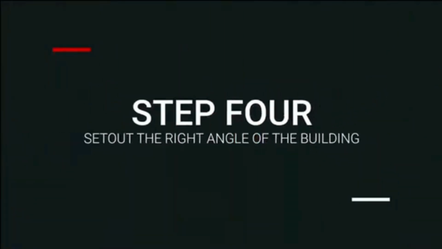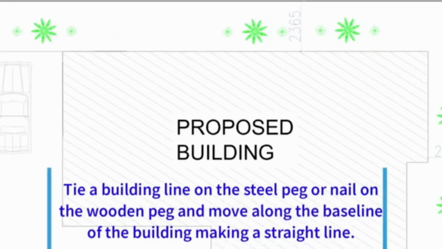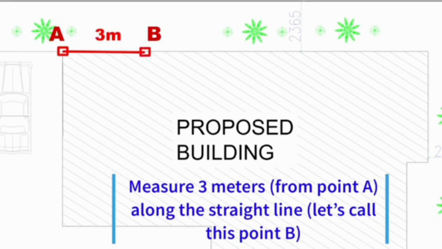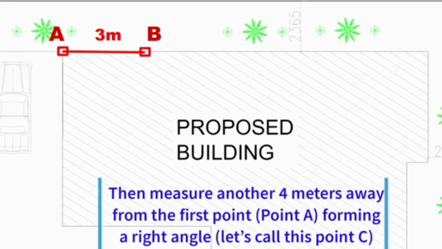Step 4. Set out the right angle of the building. Tie a building line on the steel peg or nail on the wooden peg and move along the baseline of the building, making a straight line. Measure 3 meters from point A along the straight line. Let's call this point B. Then measure another 4 meters away from the first point, point A, forming a right angle. Let's call this point C.